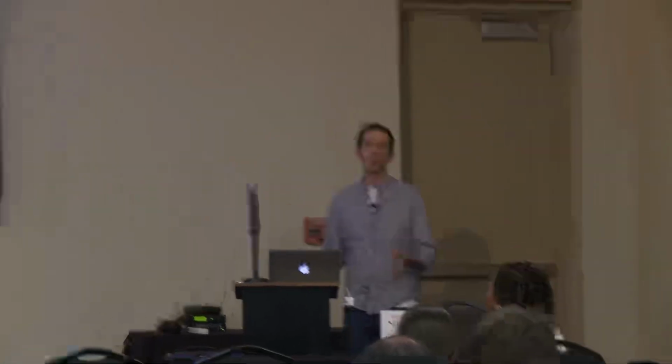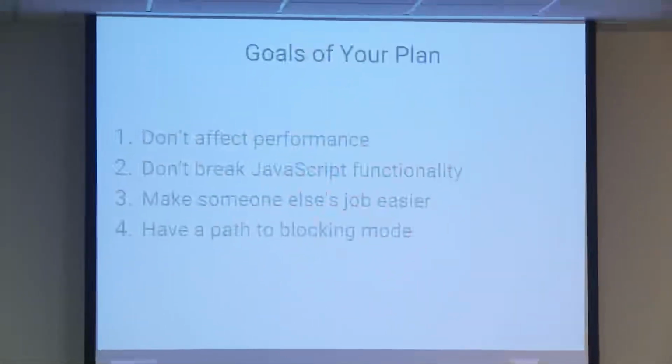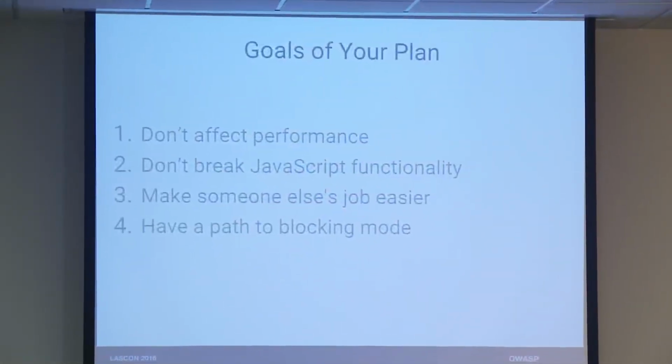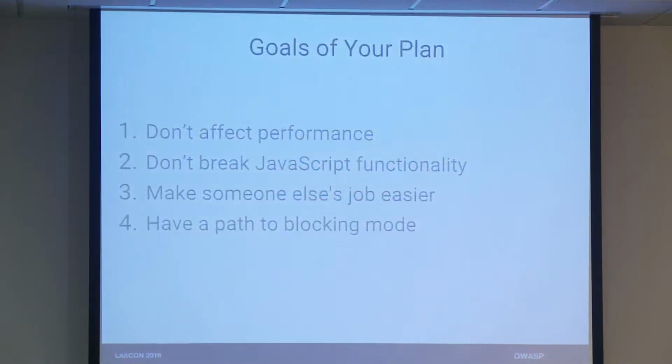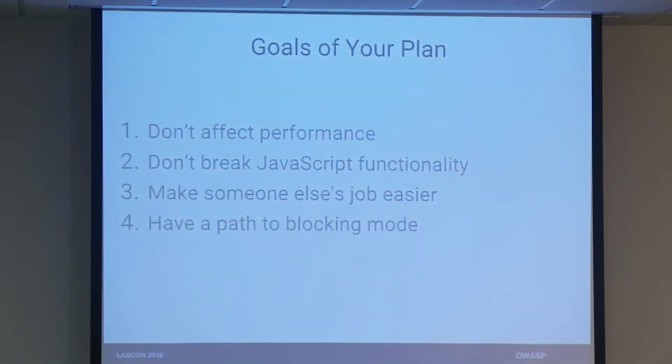We also want to make sure we're clear it's not going to affect any JavaScript functionality. We're going to be in report-only mode at first, so it doesn't actually block anything. And we want to make someone else's job easier. So I was talking about compliance, I was talking about stability. Use those things to try to sell the CSP inside your organization. And then we want to have a path to blocking mode. So have a goal in mind at the end of this, which is that we want to be able to lock this down. We want to be able to say we only trust these sources, and if you want to add more sources, here's the process, and it'll be added to the CSP header.